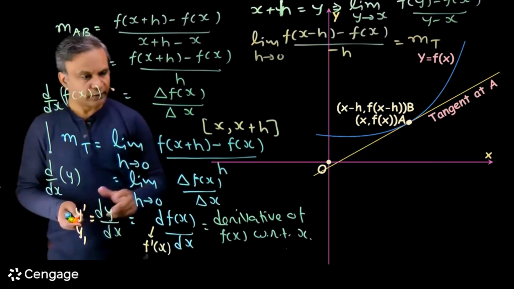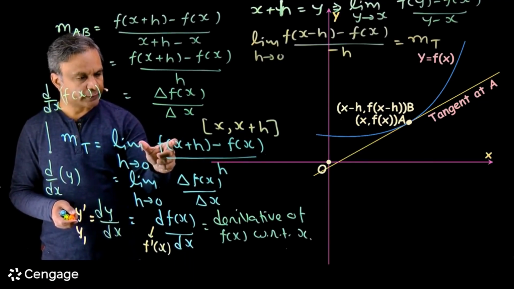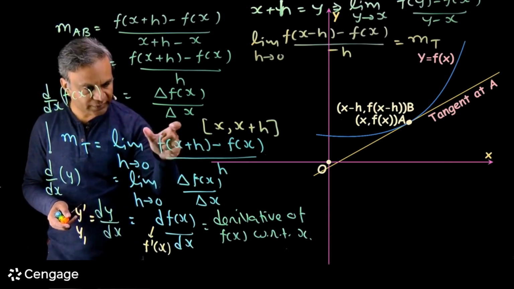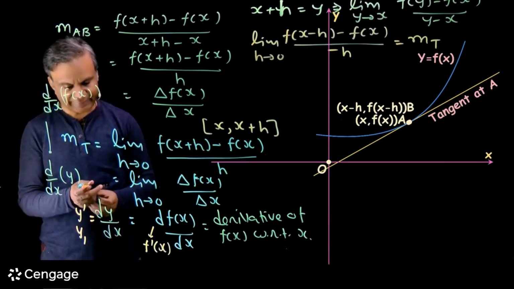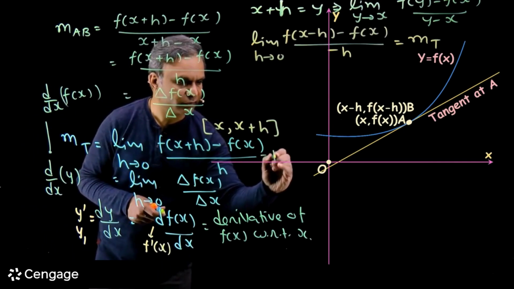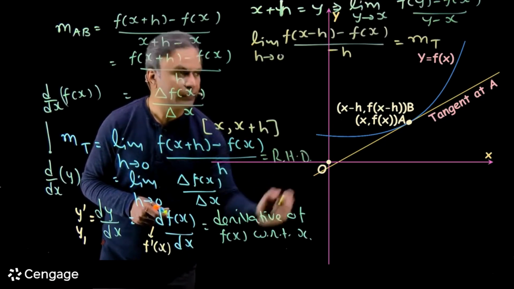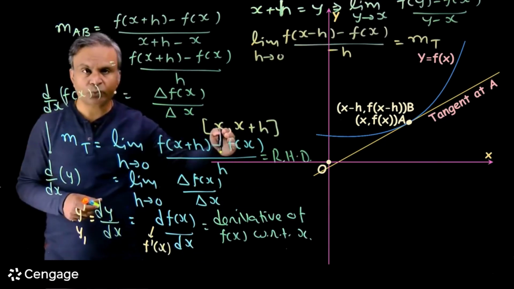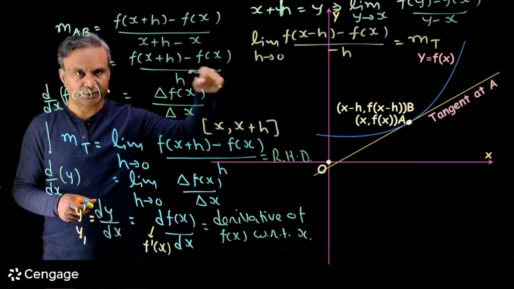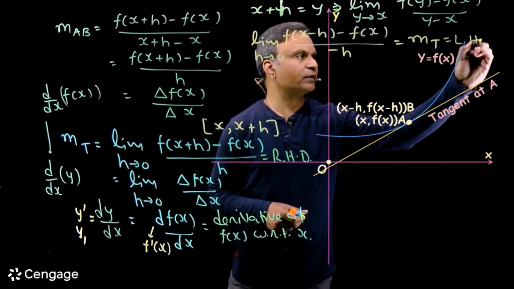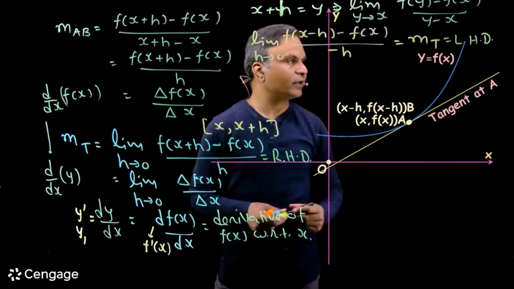Okay, here in this case point B is approaching A from its right hand side. Okay, so this derivative is called the right hand derivative. We write RHD. Okay, and for this limit, point B is approaching point A from its left hand side. Okay, so this is called the left hand derivative. इसको हम कहते हैं left hand derivative and we write LHD.